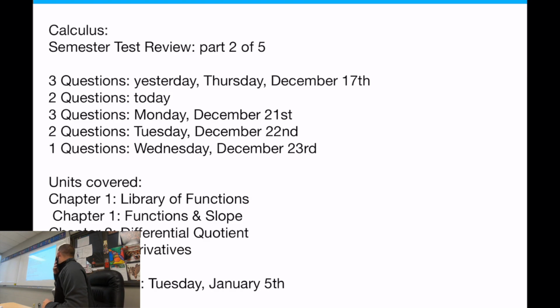Now, the units covered. Obviously, we had the library of functions as chapter 1. We had slope and graphs as the second part of chapter 1. Then we did differential quotient. Then we did the derivatives in chapter 3, which is what we're in now.